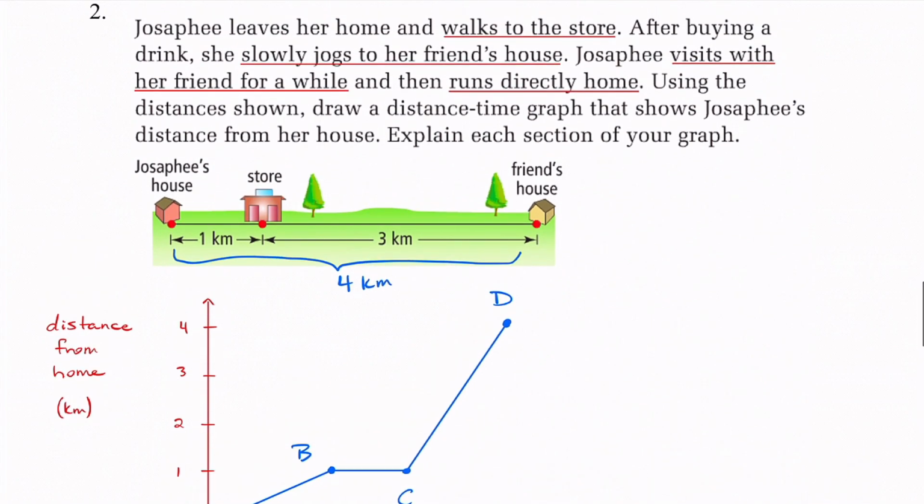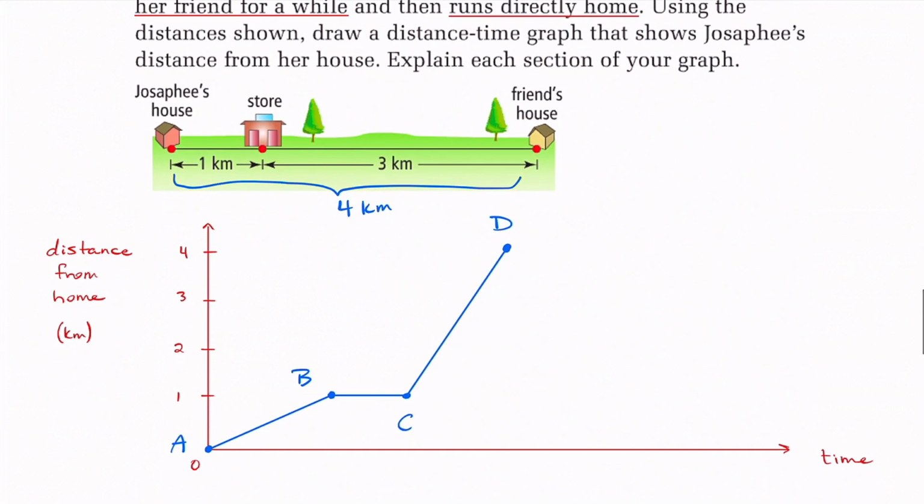Okay, and then it said she visits with her friend for a while, so that means again we're staying there, our position, our distance isn't changing, so we're going to have to draw a flat line. Then we can put another point, call that E.